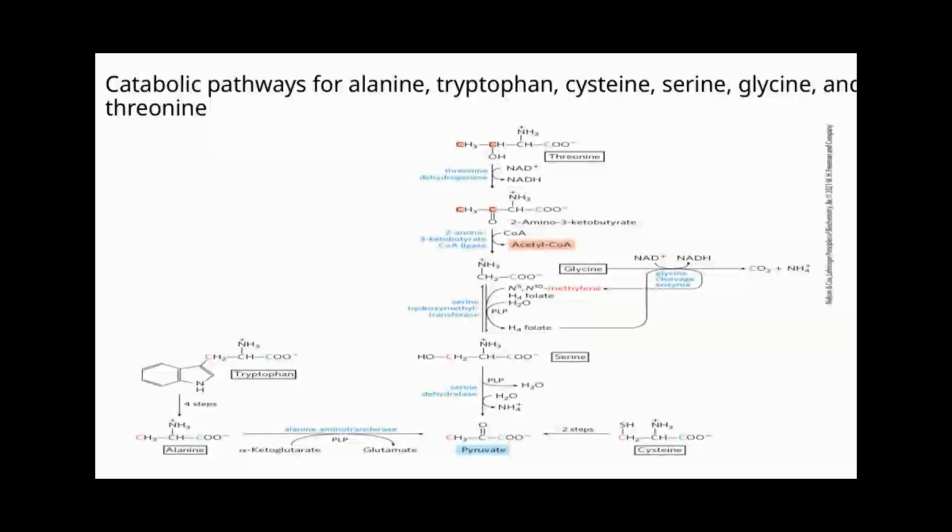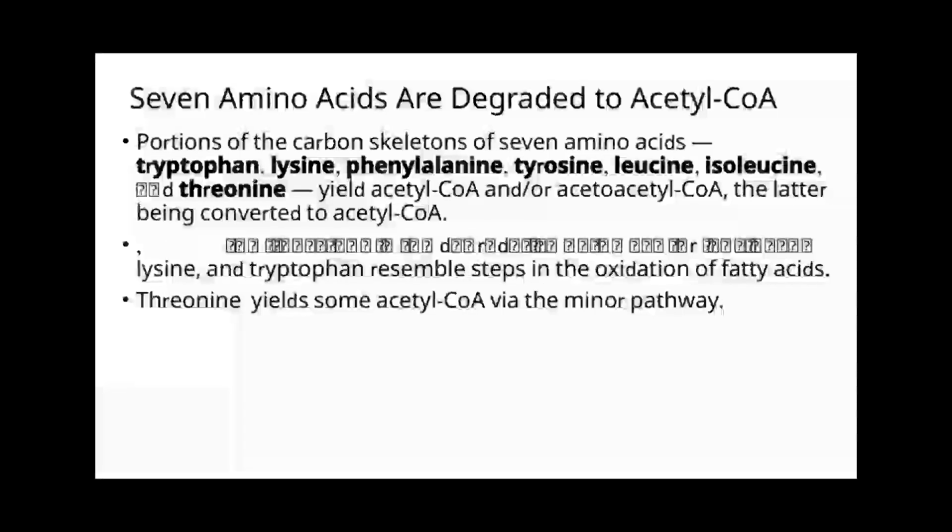Let's take a closer look at how 7 different amino acids are broken down into key metabolic intermediates. Specifically, portions of their carbon skeletons can be converted into acetyl-CoA or acetoacetyl-CoA. Now, remember, acetoacetyl-CoA can also be converted into acetyl-CoA, so there's a bit of flexibility there. What's interesting is that some of the final steps in the breakdown pathways for leucine, lysine, and tryptophan resemble steps we see in fatty acid oxidation. This highlights how interconnected these metabolic pathways are.